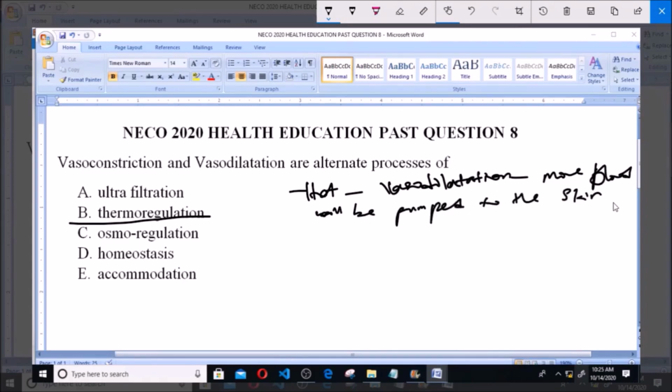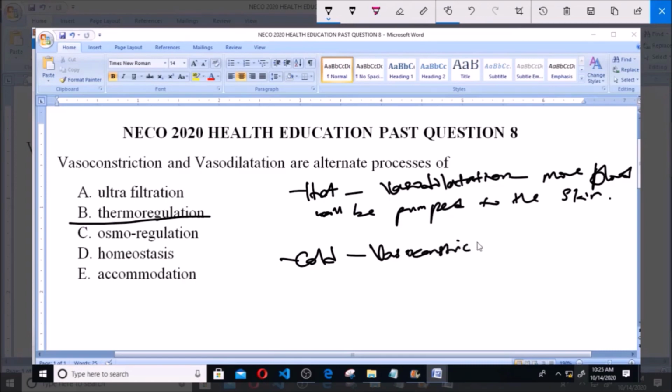Now, as this blood is pumped to the skin, there will be cooling of this blood. Remember, the skin is the external part of the body. So as the blood gets to the skin, the temperature of the environment will help cool the blood, so that the blood can then go back and cool the body. So that is vasodilatation. Now, during cold condition, vasoconstriction occurs.